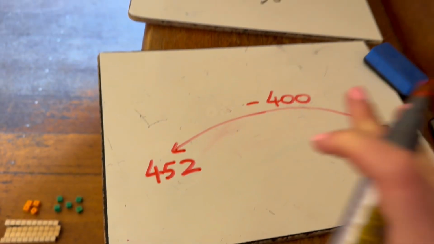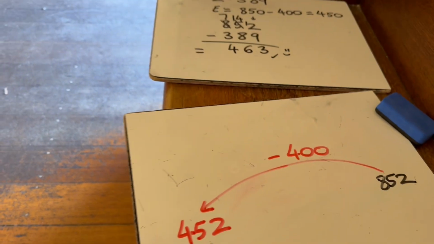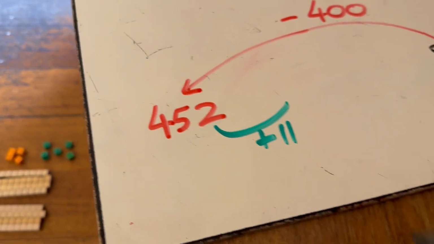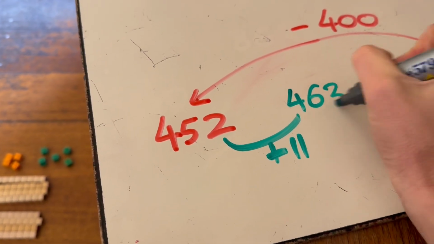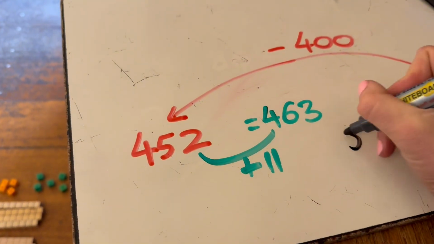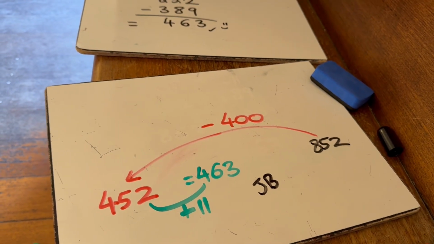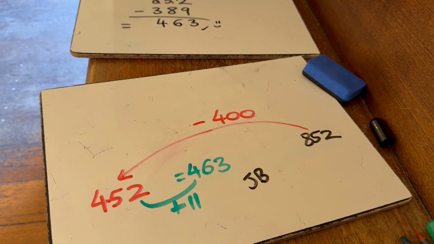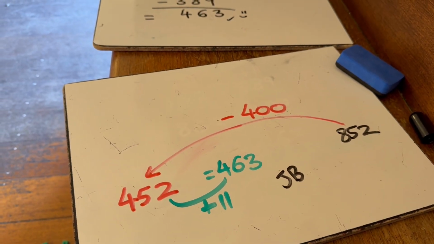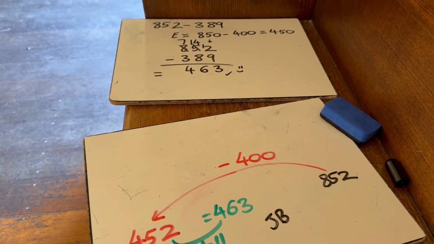But whoops, I wasn't meant to jump back 400. I was meant to jump back 389. So I need to add 11 back on, because I sort of cheated. So I add 11 back on. So that becomes 463. Same answer. So that one's called jump back. But it also has a bit of rounding and adjusting in it, which is a strategy that goes across every operation, round and adjust. That's where my brain goes in terms of that equation. But if you can think of any other strategies, I'd love to hear of them.